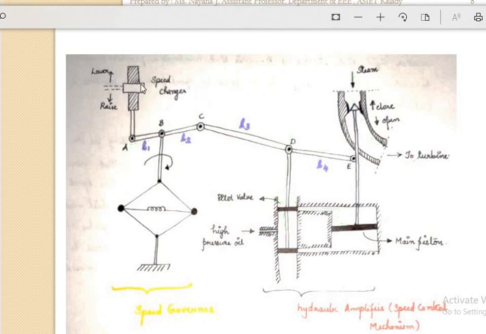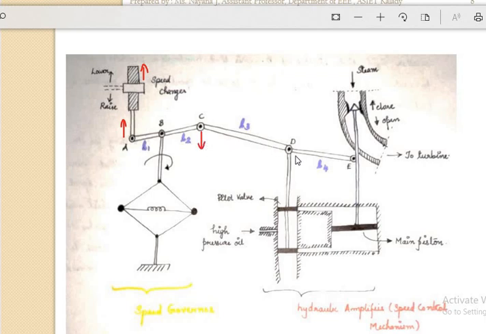If I want to reduce the speed, what will I do? I will move the weight over this area. So when the weight over this area is decreased, what will happen? This point A will be moving upward comparatively. When this moves upward, what will happen to C? Your C point will be moving downwards.